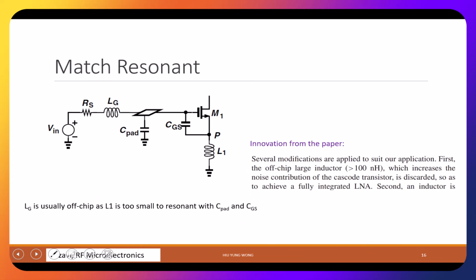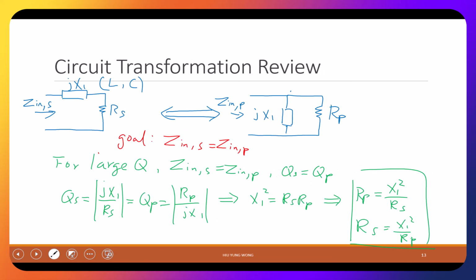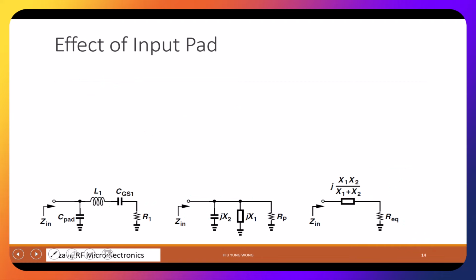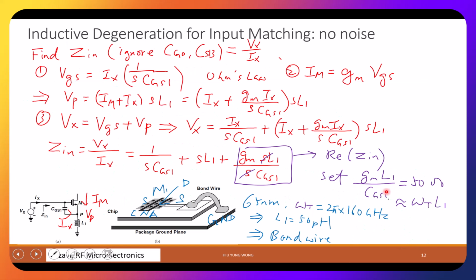Yeah, LG is the one to cancel the stuff. Let me see. Yeah, R1 is the... okay, I know. R1 is the real part. Eventually, I get it right. R1 is the real part, which is the 50 ohm.